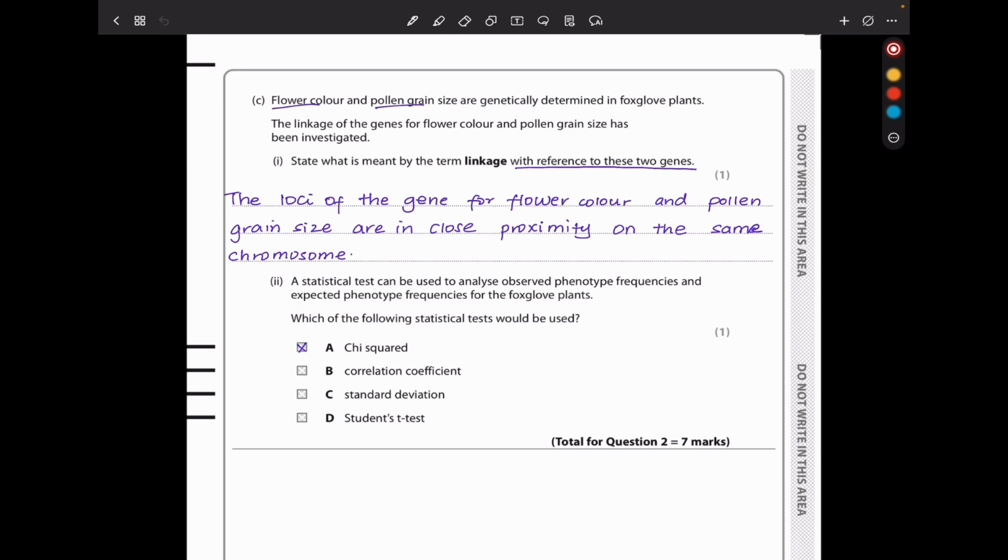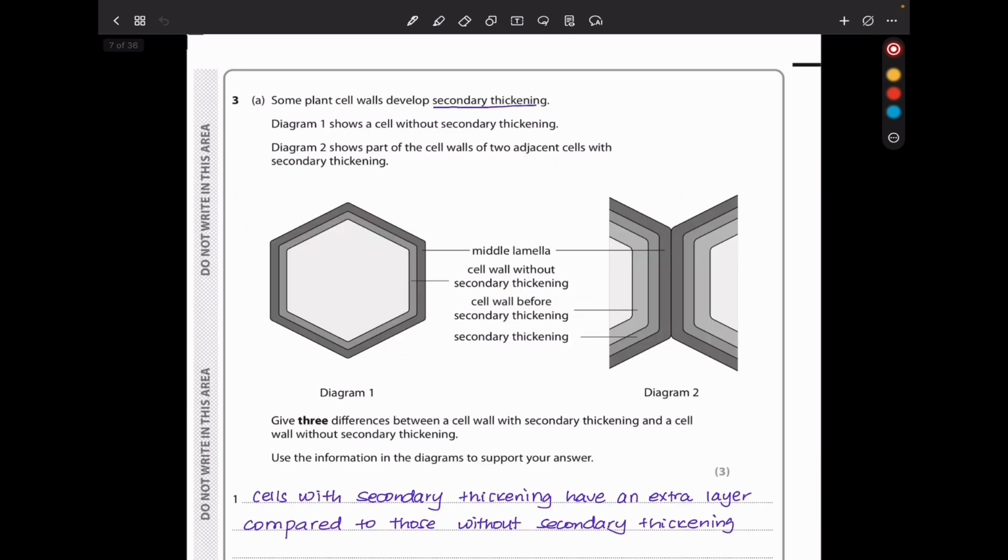A statistical test can be used to analyze observed phenotype frequencies and the expected phenotype frequencies for the foxglove plants. Which of the following statistical tests will be used? This should be the chi-square test. It tells us if there is a significant difference between the observed and the expected results. So the answer here should be an A. So this brings us to the end of question 2. Let's continue to question 3.